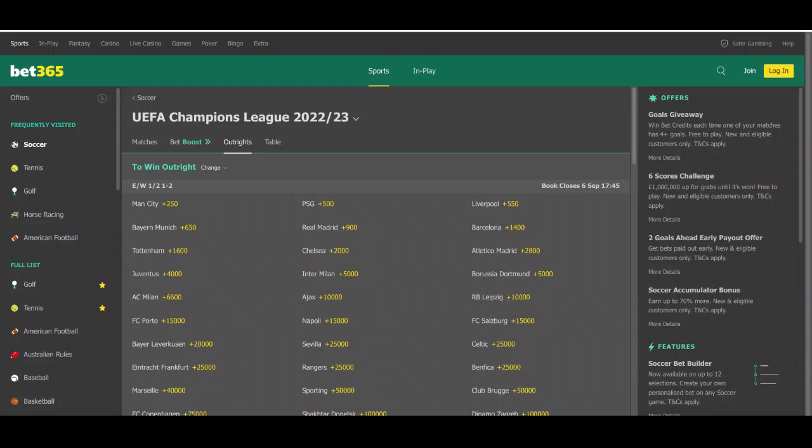PSG, bankrolled by Qatar, they are plus 500 to win the Champions League. They're looking very good right now on the domestic front in Ligue 1 in France. They are the reigning Ligue 1 winners. And keep in mind that the World Cup will be played in Qatar later this year in November and December 2022. So PSG's owners are really going to be pushing for this team to go all the way and win the Champions League.